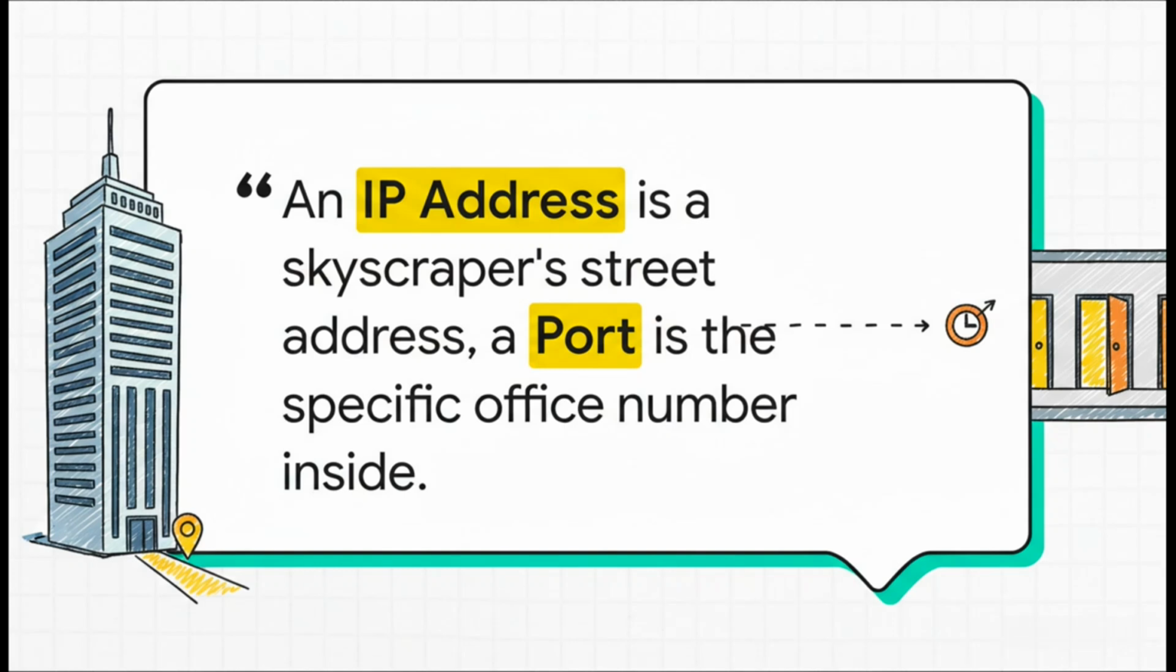And this brings us to what is probably the best analogy for understanding how all this works. Just think of an IP address as a skyscraper's street address, and a port as the specific office number inside that building. The IP address gets the mail to the right building, but it's the port number that gets it to the right office. Let's break that down.